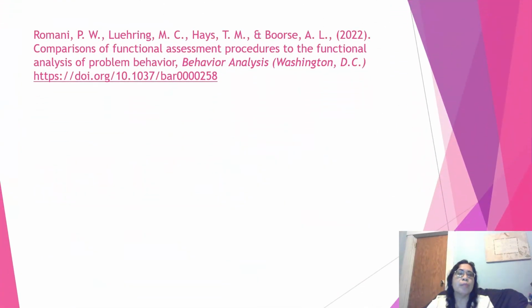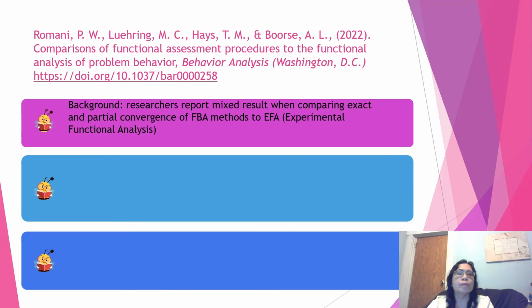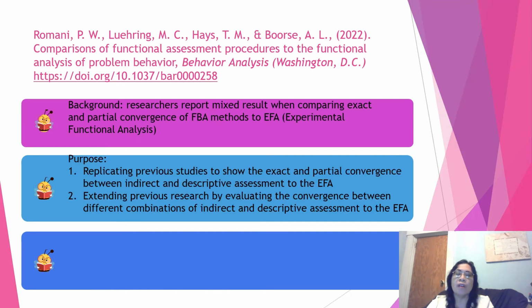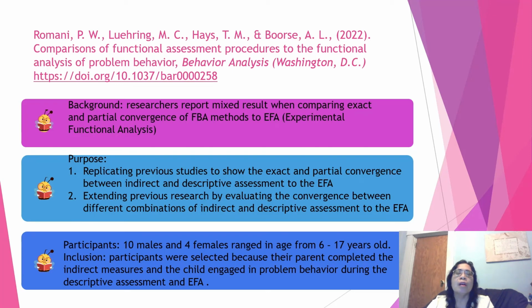The last article is by Romani, Luring, Hayes, and Bors, 2022, Comparison of Functional Assessment Procedures to the Functional Analysis of Problem Behavior. The main purpose of this article is to replicate previous studies to show the exact and partial convergence between indirect and descriptive assessment of FBA to the EFA, or Experimental Functional Analysis. The purpose also is to extend previous research by evaluating the convergence between different combinations of indirect and descriptive assessment to the experimental functional analysis.